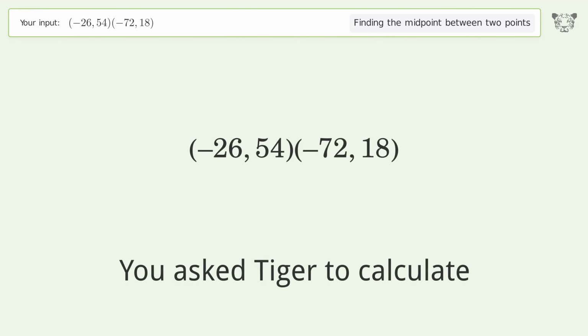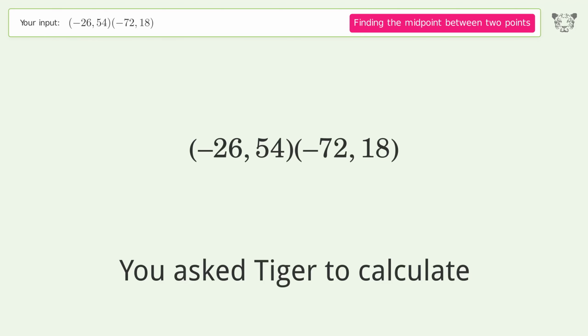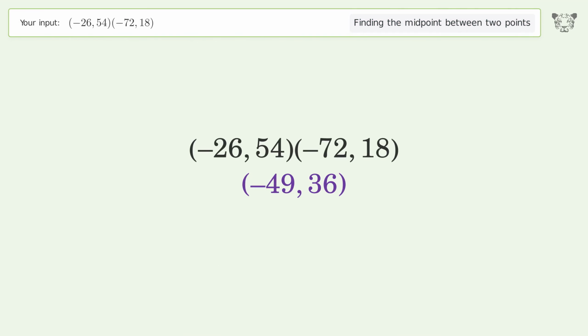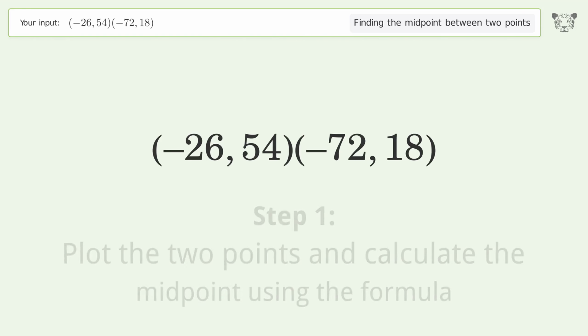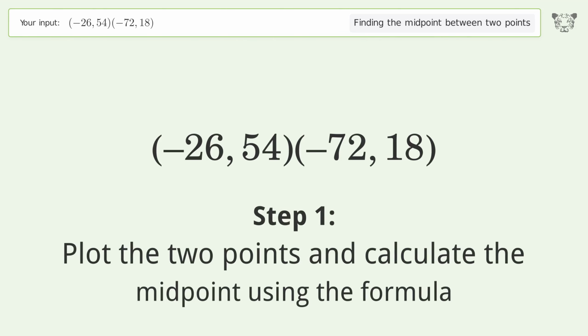You ask Tiger to calculate. This deals with finding the midpoint between 2 points. The midpoint between the 2 points is negative 49, 36. Let's solve it step by step. Plot the 2 points and calculate the midpoint using the formula.